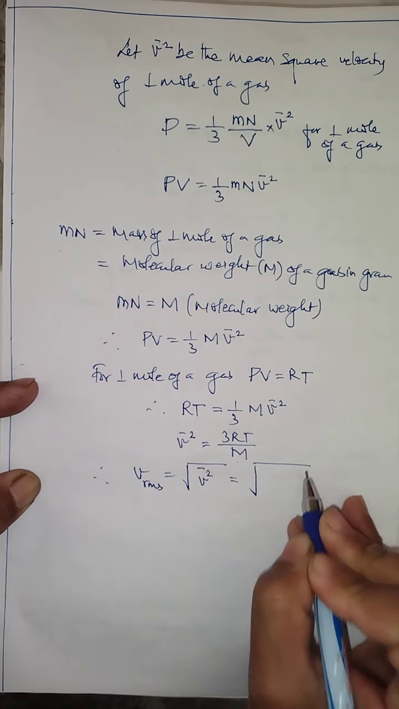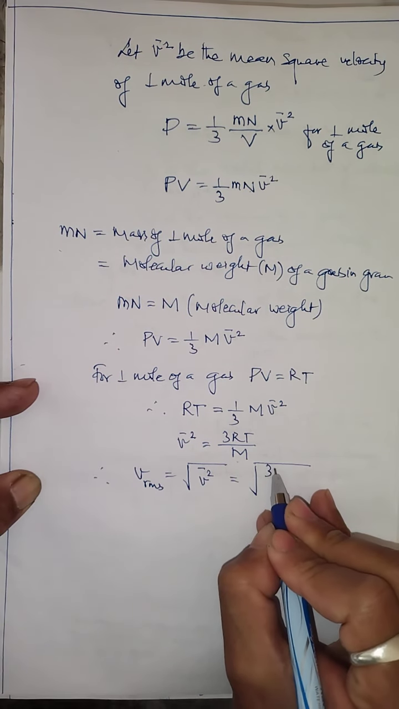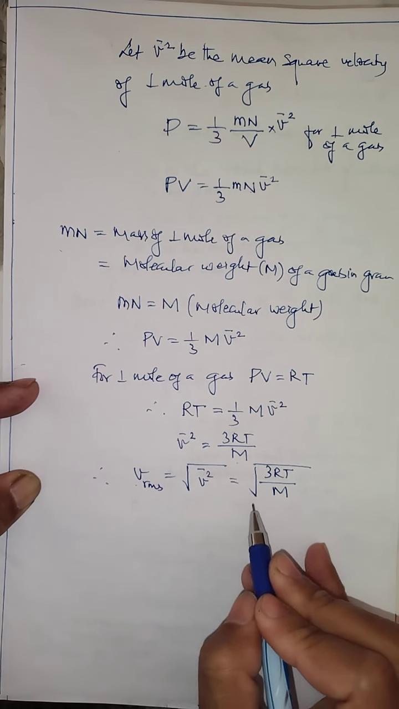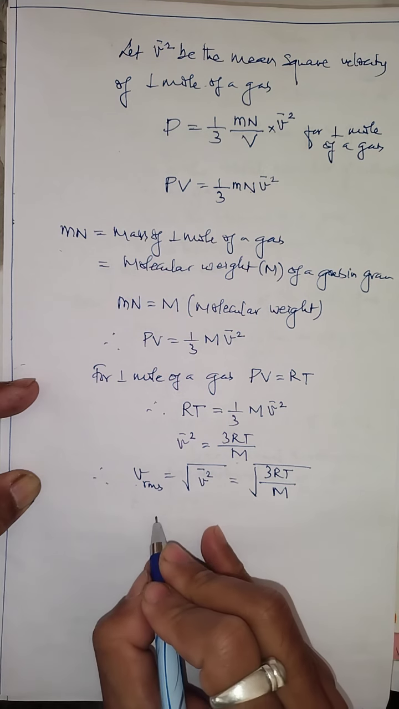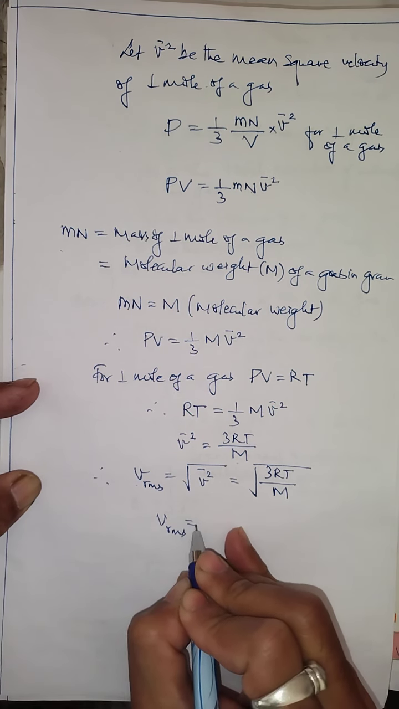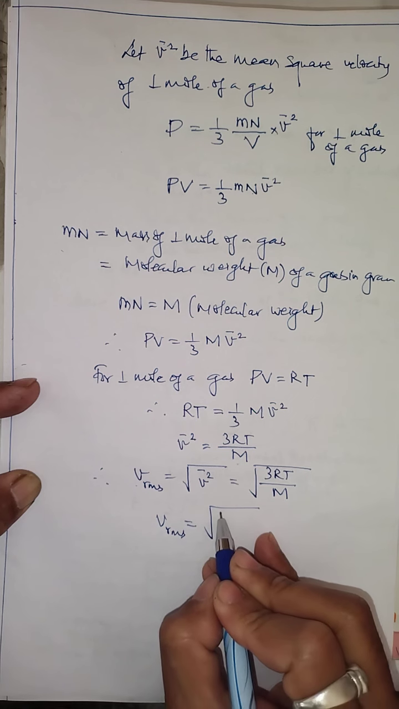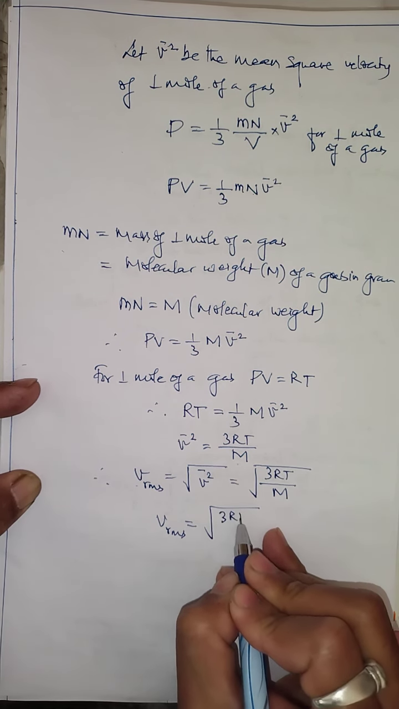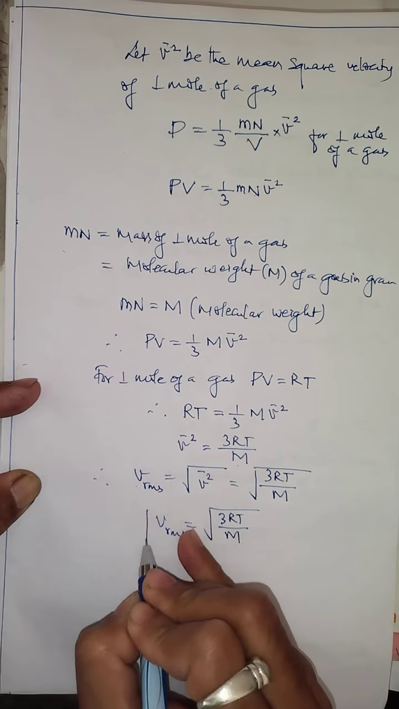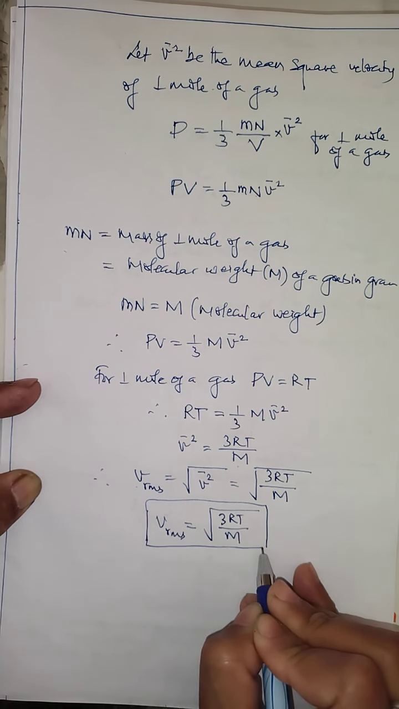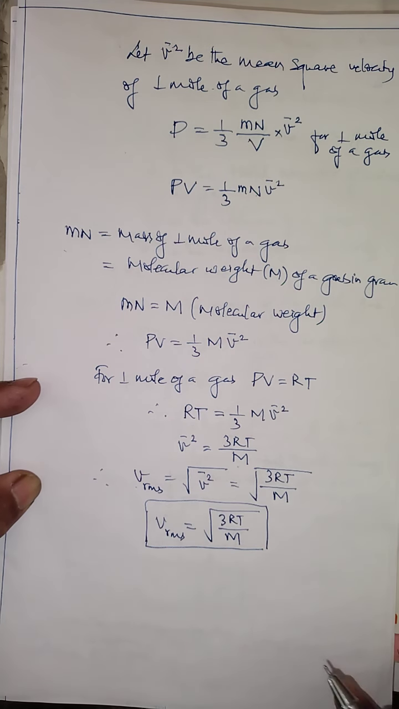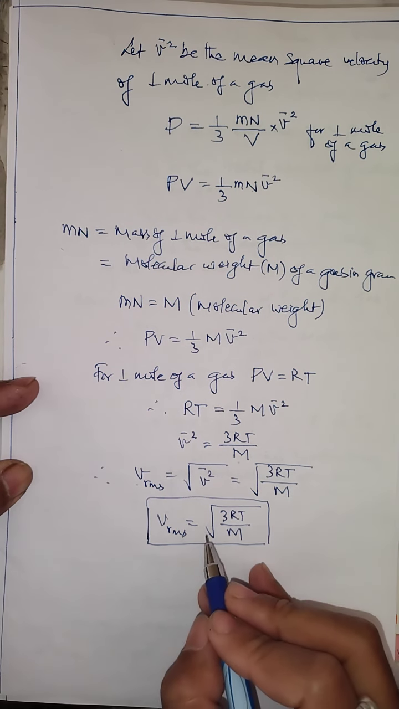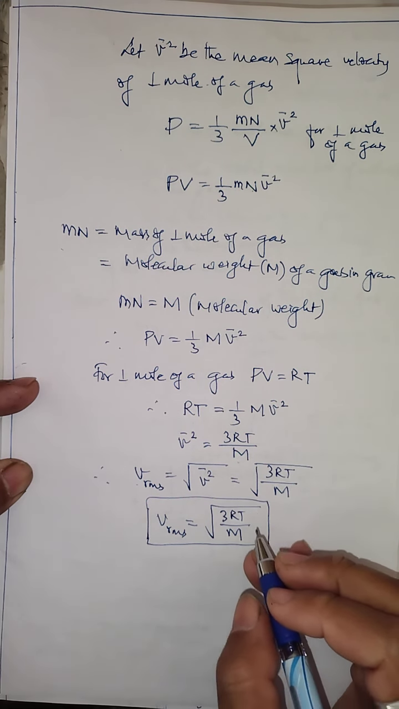So let me substitute the value now. This quantity is 3RT by M. So RMS speed or velocity equals the square root of 3RT by M. Finally, RMS speed or velocity can be expressed in terms of molecular weight and absolute temperature by the relation 3RT by M. Yes, children, this is another important relation from which you can solve numericals to calculate the RMS speed of the gas, and that is the square root of 3RT by M.